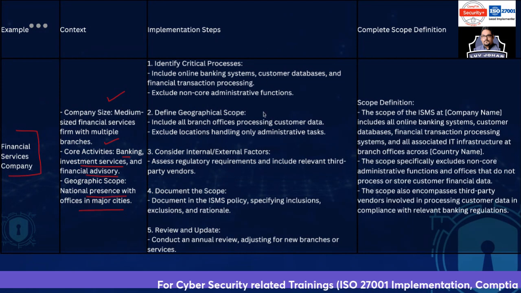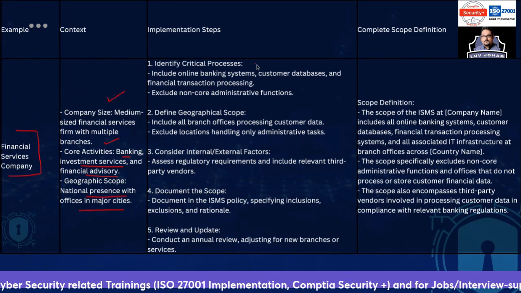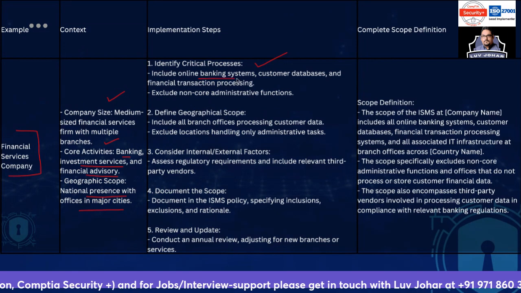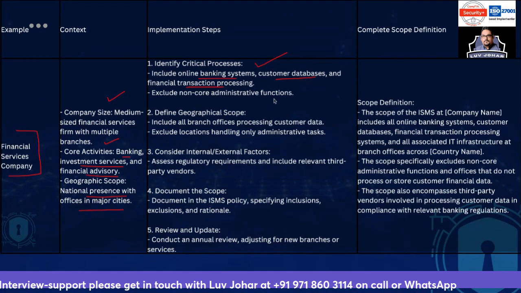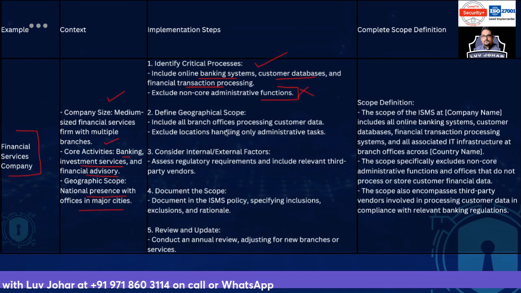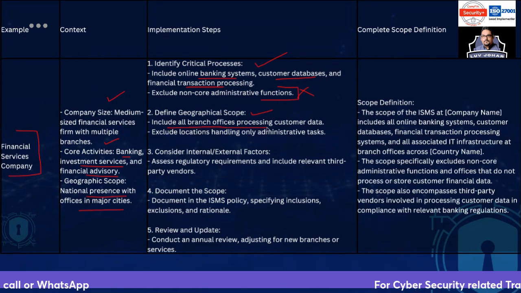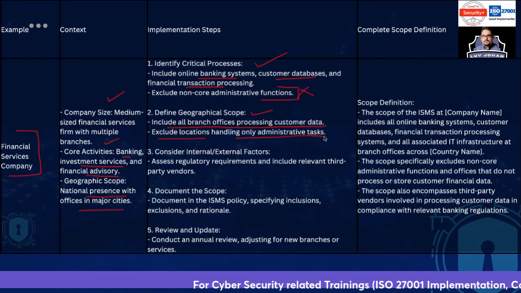So how do you implement scope in this case? You identify what critical processes the company has, including the online banking system, customer database, and financial transaction processing, and excluding any non-administrative functions. Okay, you keep a note of this. Then you define the geographical scope. Do you include all branch offices processing customer data, or do you want to exclude any locations handling only administrative tasks? These decisions you have to make, right?